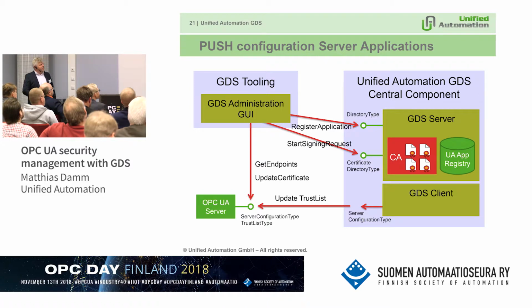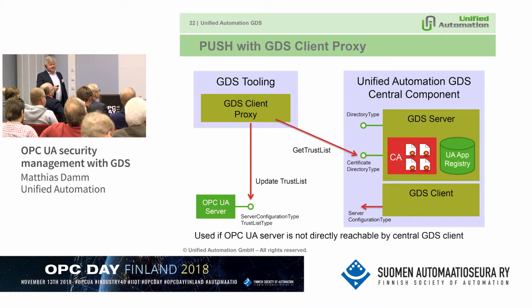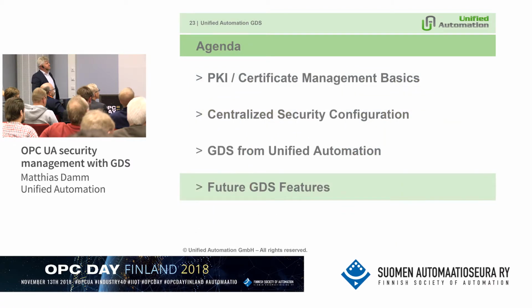But there are cases where the central GDS is not able to connect directly to the server. So in this case, the update mechanism is done by a proxy that is installed, for example, in a local network that is able to connect to the server. In this case, this proxy is acting as a pull application to the GDS, but as a push application to update the server side. So this is the basic functionality of an OPC UA GDS, as defined in the OPC UA Part 12 specification.